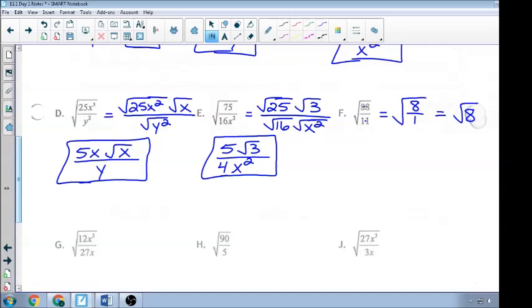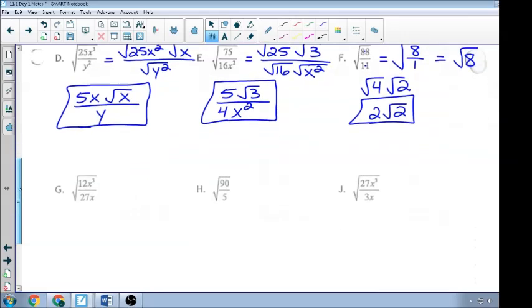Well, now I can break the square root of 8 into the square root of 4 and the square root of 2. The square root of 4 is 2, so we get 2 root 2, just like we were doing on the front side of this worksheet. All right, on to G.